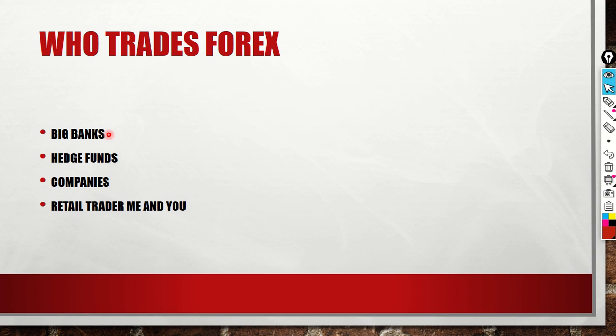These are the guys controlling, moving around the contracts. Typically they are in control. These are the first guys in the channel. We have some hedge funds coming. We have some big companies, Toyota, Amazon. They also affect the currency rate. And finally, we have the retail traders, that is me and you.